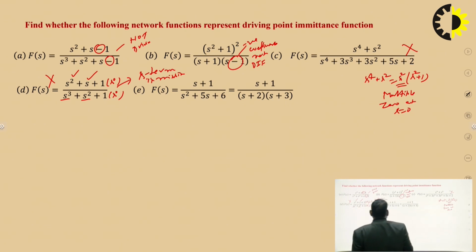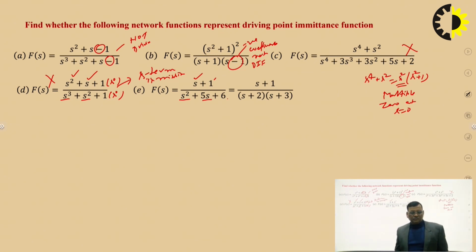So look at the fifth one. Fs is s plus 1 over s square plus s plus 1. The degree of the numerator is 1 and of the denominator is 2, so the difference is 1. Then it is s square, s, s0, so all the terms are present. Coefficients are real and positive. So this is your driving point immittance function. Out of these 5, 4 are not driving point immittance functions, whereas the fifth one is.